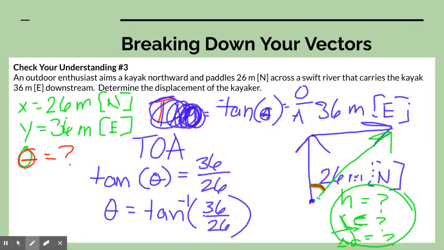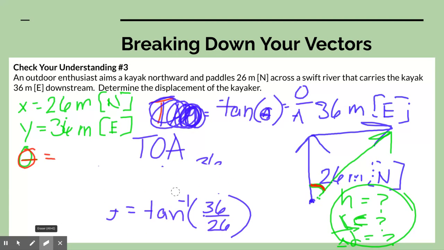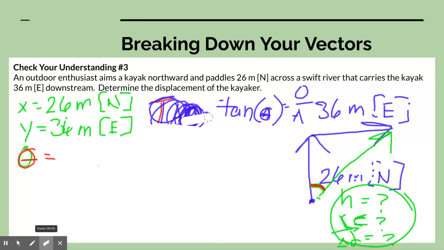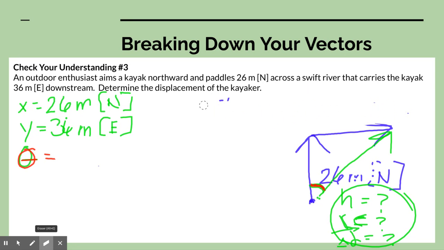So inverse tangent of 36 over 26, and we should get theta being 54 degrees. So theta is equal to 54 degrees. I'm running out of time here, so I might have to cut this video short, guys. I'll give you the answers for the rest of them, and you have to solve them for yourself. I'll post a follow-up video on the rest of the problems. So, 54 degrees. I didn't forget that.